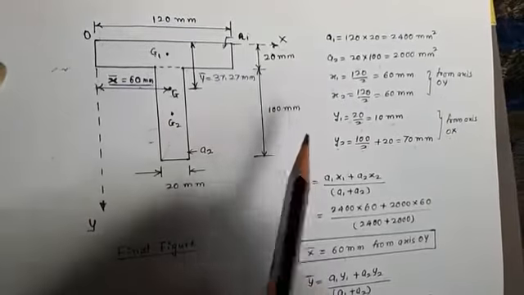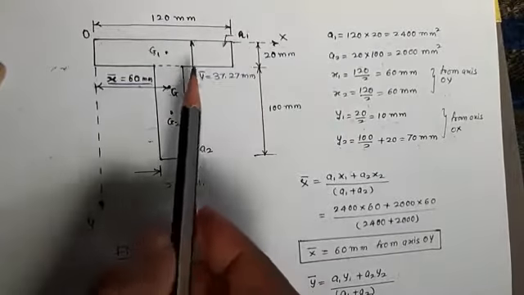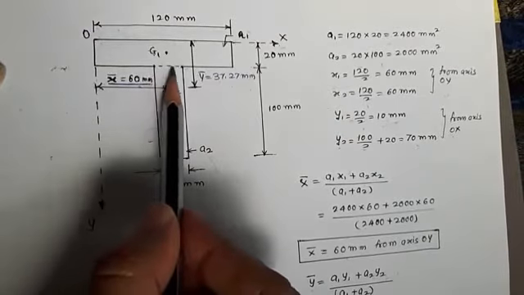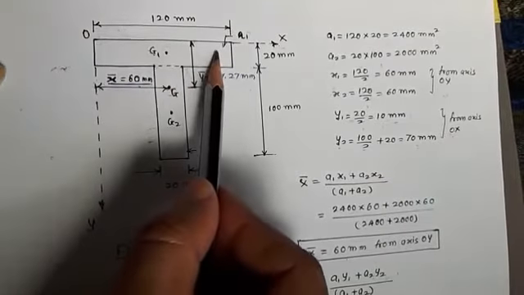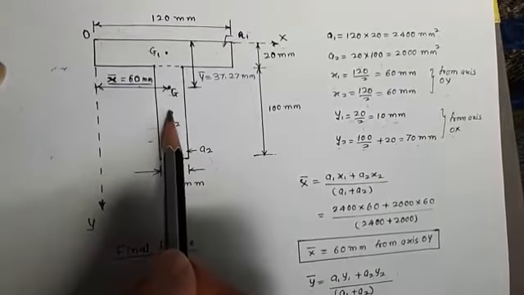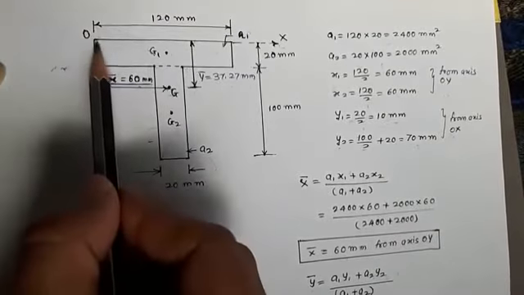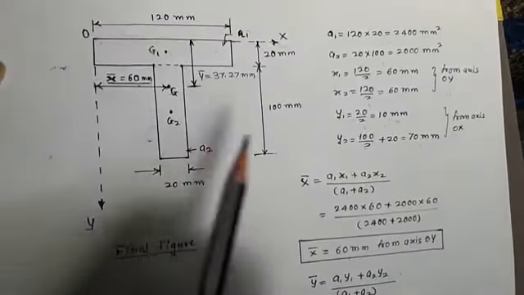Now, in the exam, only this figure is sufficient. What you must show in the figure is, first, the split, where you have split the areas. This dotted line is very important. Then this is area A1, this is G1, this is area A2, this point is G2. Then your reference axes OX and OY, this you must show.